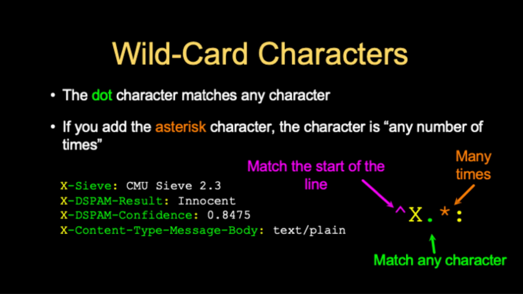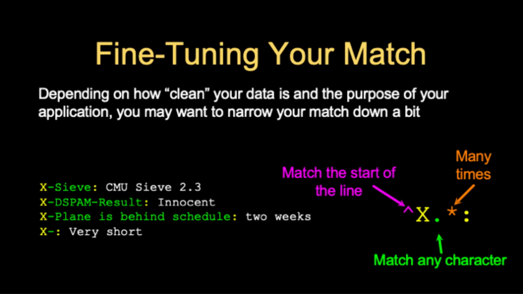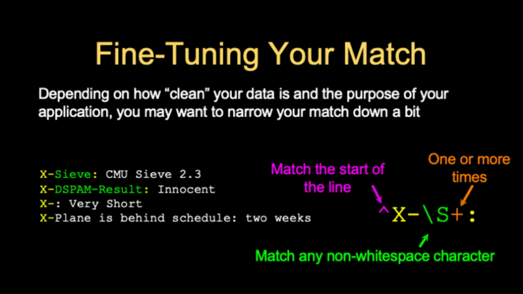This pattern would successfully match various header lines in an email, such as X-DSPAM-Confidence. However, a pattern like X.*: might be too broad. What if a line starts with X but contains a colon, like a casual sentence, "X-Plane is behind schedule: 2 weeks"? Our pattern would still match, but it might not be the data we intend to capture. To be more precise, we can narrow the pattern.